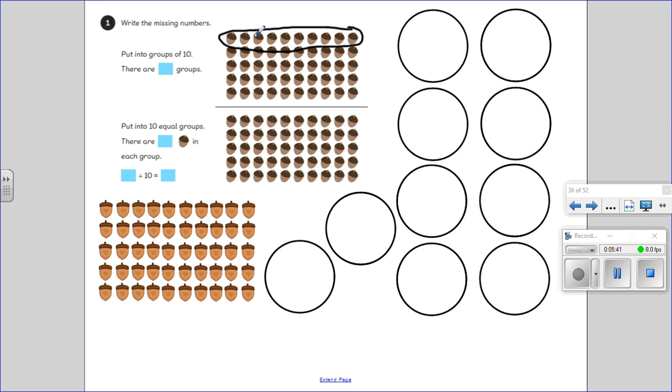We've got 1, 2, 3, 4, 5, 6, 7, 8, 9, 10. Okay. And then keep circling the acorns. Sorry, I said chestnuts, didn't I? The acorns. Until you've put them all into groups of 10.